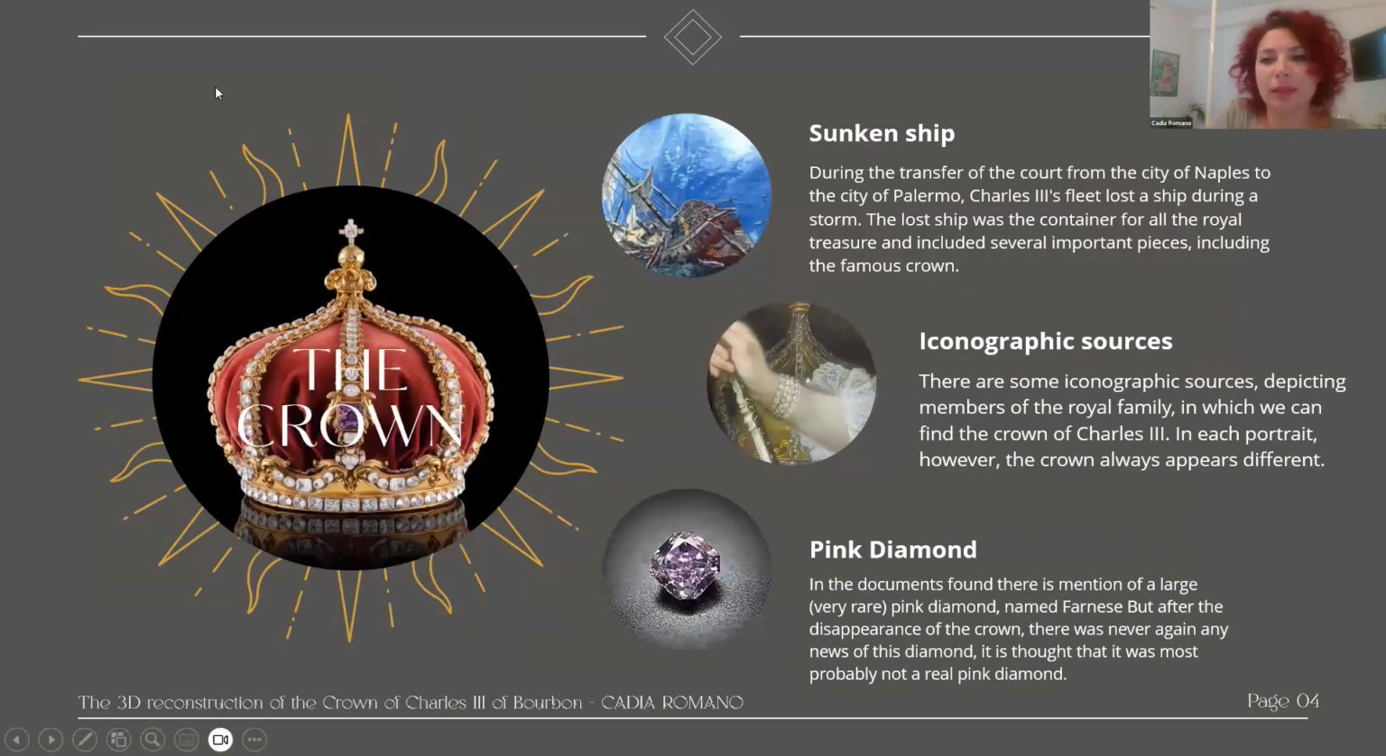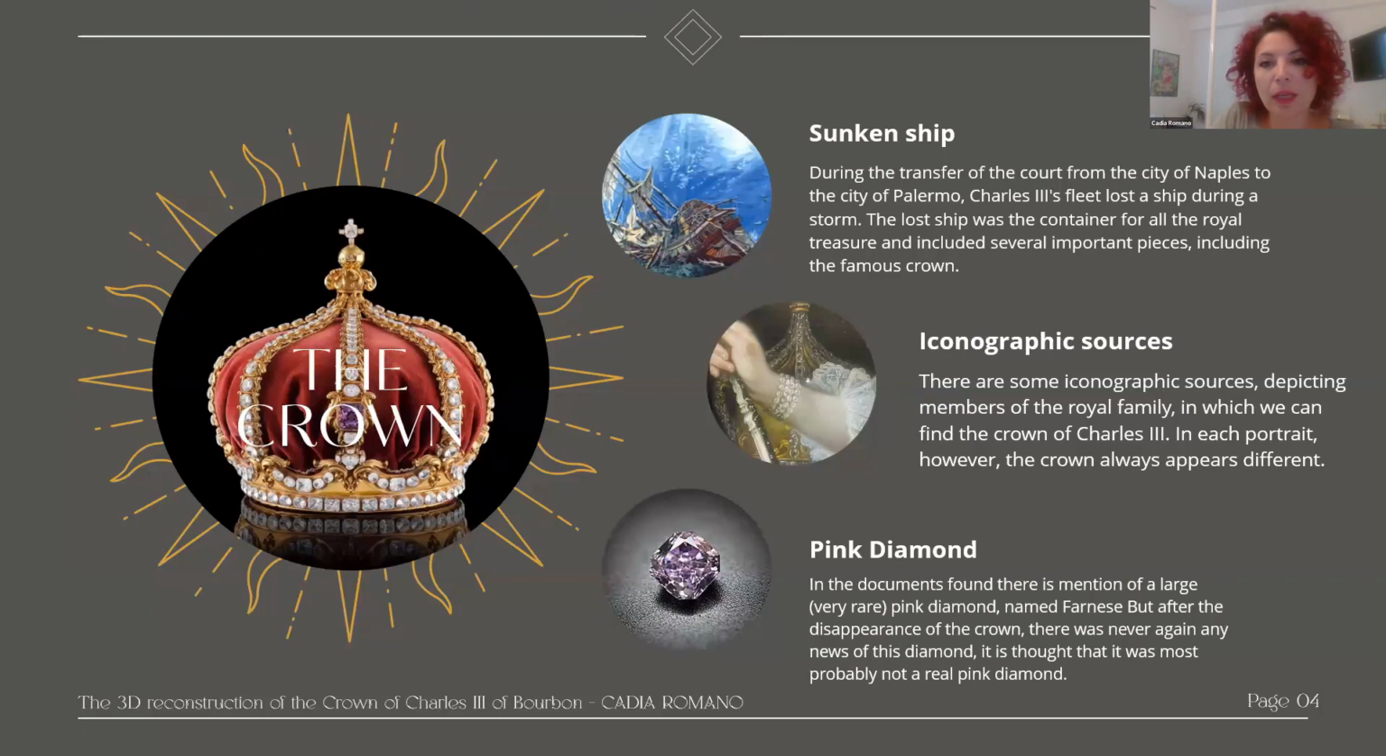Three fun facts about this crown. The first one is that when Charles III moved from Naples City to Palermo City to transfer his court, a storm destroyed a ship from his fleet, and they say that on this ship was all the royal treasure, all the jewelry, all the gemstones, including this famous crown.